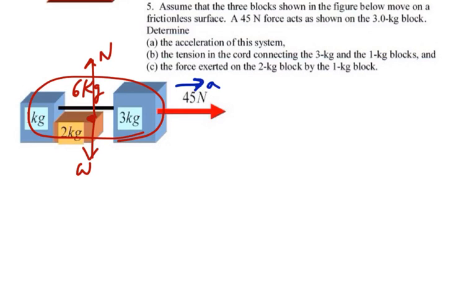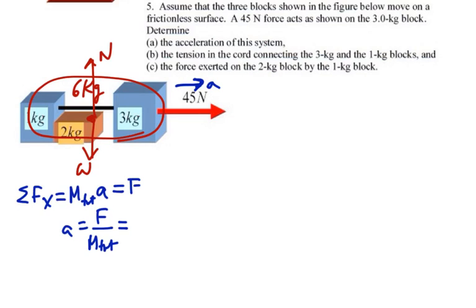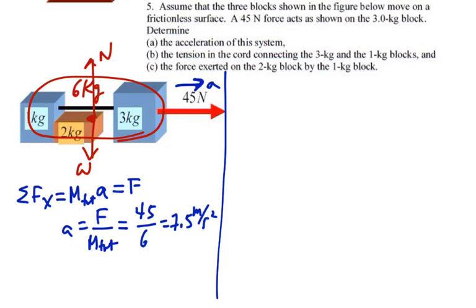As we set up Newton's law for this, we'd say the summation of all the forces in the x direction is equal to our total mass for this blob times a, and that's equal to F. So the acceleration will equal F divided by this total mass, all the other forces being internal, and that's going to be 45 newtons divided by 6 kilograms, 7.5 meters per second squared. Okay, nice. That's our acceleration.